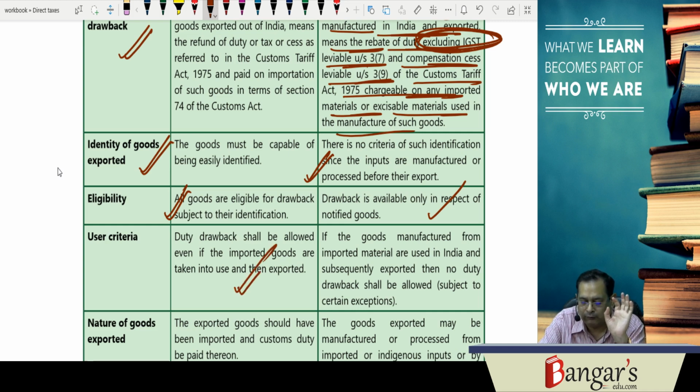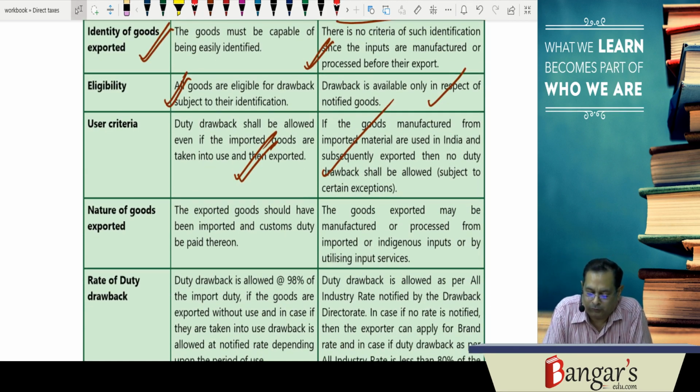Then under 74, the goods can be taken into use and then also exported, and then also the drawback is admissible. Whereas under 75, if the goods, after manufacture, have been taken into use and then exported, drawback will not be available, subject to certain exceptions. Here the exported goods should have been imported and customs duty must have been paid. And in case of 75, the goods exported may be manufactured or processed from the imported material or indigenous material.